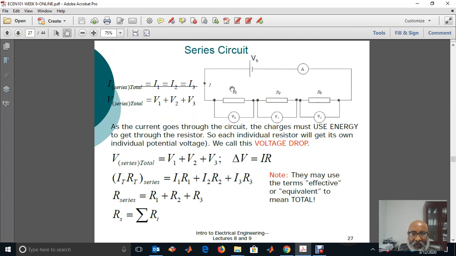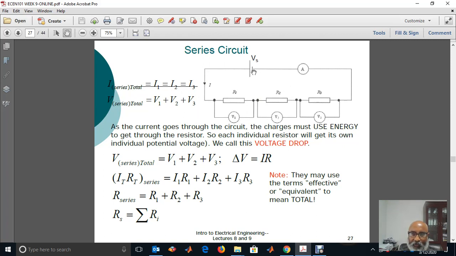Series circuit: how we determine the total resistance of a series circuit and a parallel circuit. Here is the derivation for the equivalent resistance for a series circuit. Here I have three elements, R1, R2 and R3, and that is the voltage source. Note that in a series circuit, the same current flows inside the circuit. Therefore, I1 equals I2 equals I3. But the total voltage is V1 plus V2 plus V3.